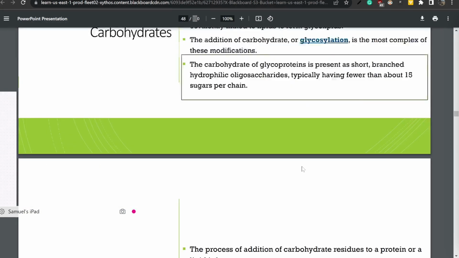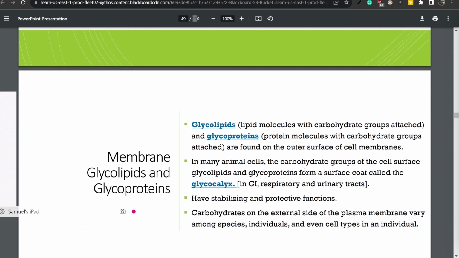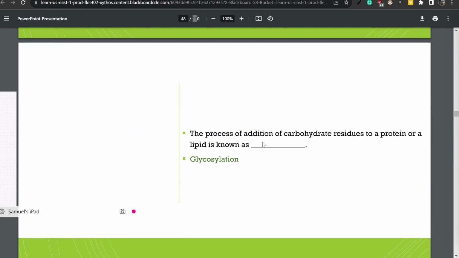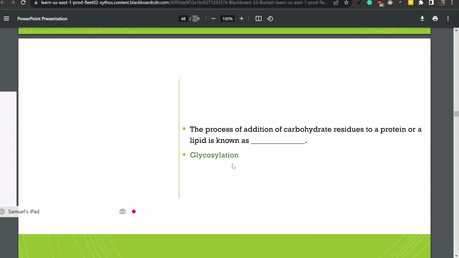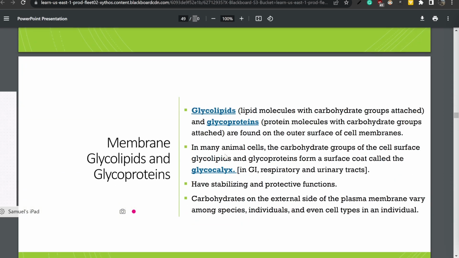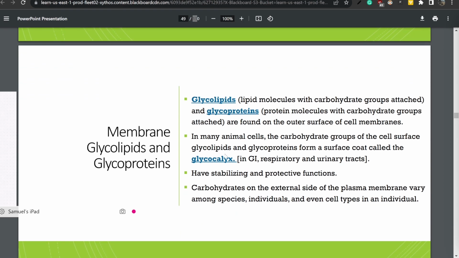So I'm still confused, so I'm just going to skip this and keep learning more about glycolipids and glycoproteins. But all I should know for now is that it's the addition of a carbon to a protein or a lipid. So it's probably the process in which it is joined by dehydration synthesis, where they remove water and two monomers are joined chemically.